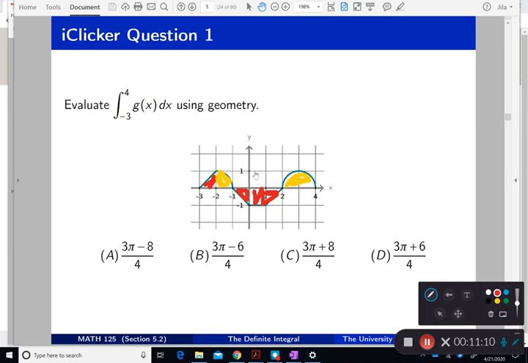These two are going to be minus 3/2. Again, 3/4 of a pi minus 3/2. If I want a common denominator, I have to get minus 6/4. So this is going to be the answer.